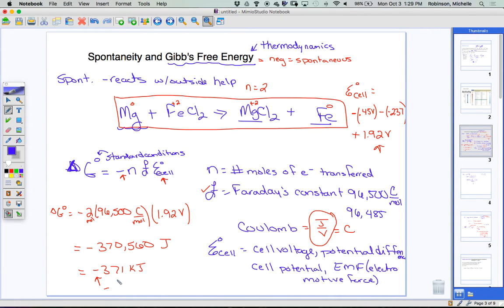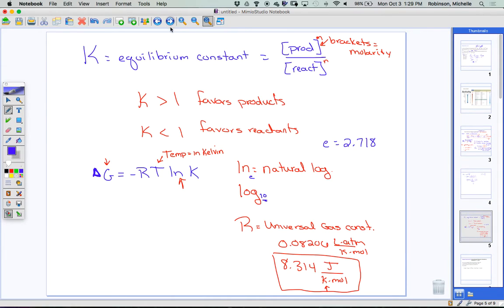What was our delta G? Negative 371 kilojoules? Negative 361 kilojoules. Because I'm going to plug in joules over here, I probably need to put this back in joules. Let's just make our life simple. We'll put this back in joules. Negative 8.314, whoops, I forgot my one, joules per Kelvin mole.